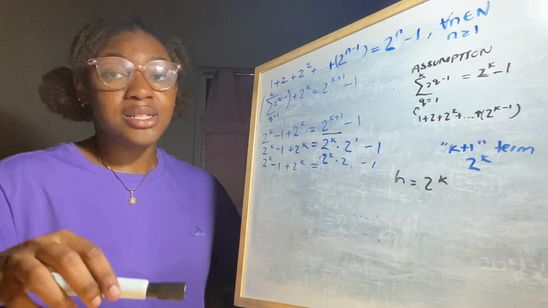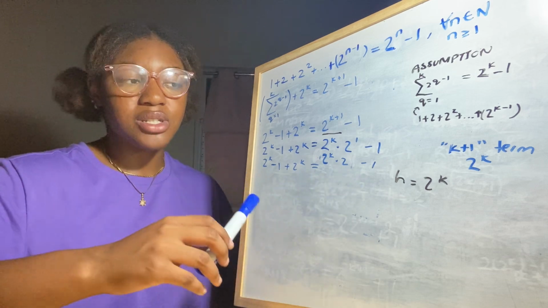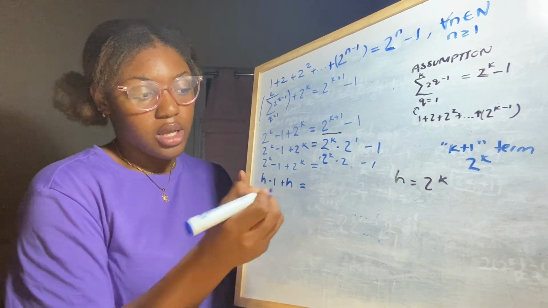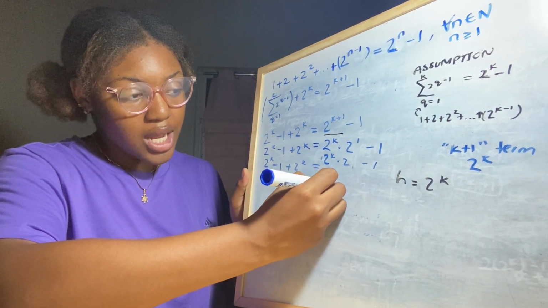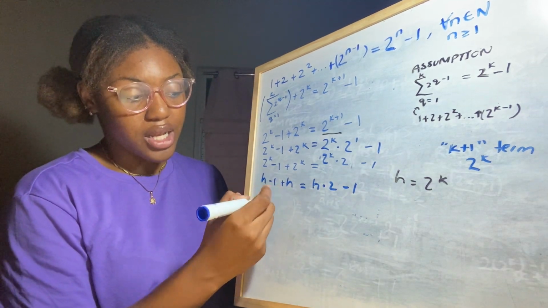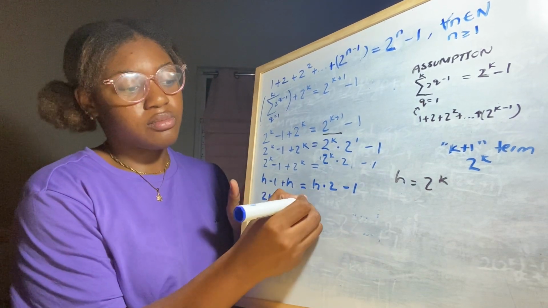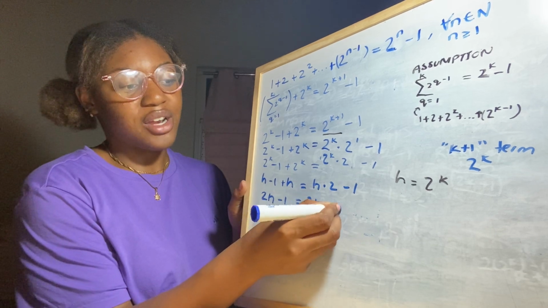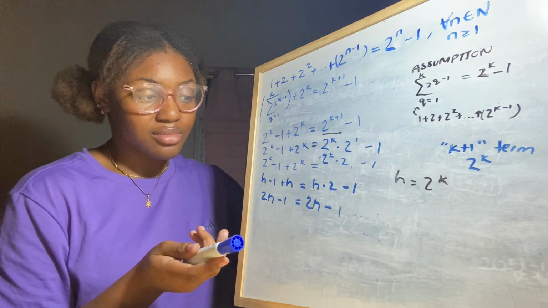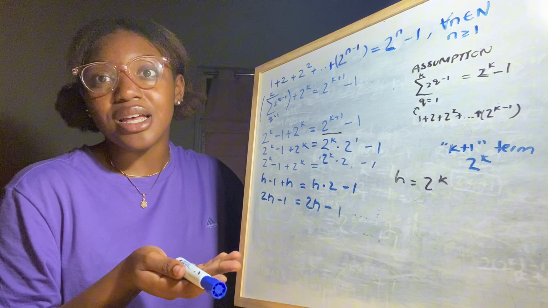And from that, wherever I say 2 raised to the k in this equation, I'm going to put h. So h minus 1 plus h equals h times 2 minus 1. From here, I have h plus h, which gives me 2h, and then minus 1. On the right, I have h times 2, which gives me 2h, and then minus 1. You realize both sides have 2h minus 1. The left-hand side and the right-hand side are the same.